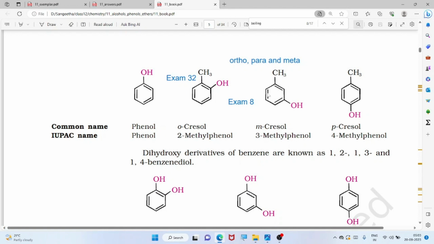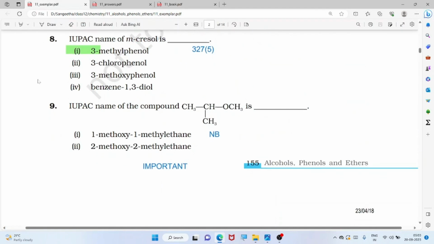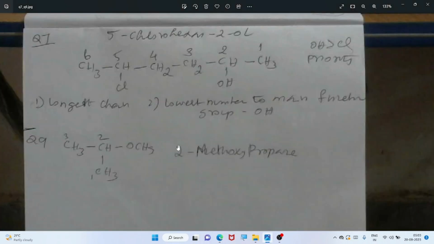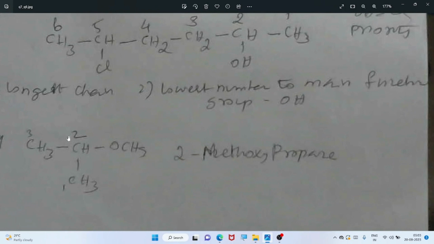3-methylphenol, this compound. The IUPAC name of the compound. See, this is how numbering is done: 1, 2, 3. So 2-methyl, 2-methoxy. This is the methoxy group connected to the second carbon atom: methane, ethane, propane.